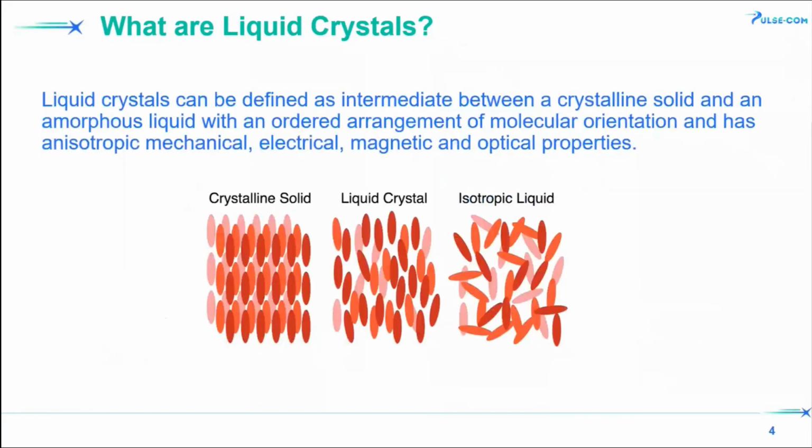Instead, what are liquid crystals? These molecules can be defined as an intermediate between a crystalline solid and an amorphous liquid, with an ordered arrangement of molecular orientation, and furthermore, they have anisotropic mechanical, electromagnetic, and optical properties.